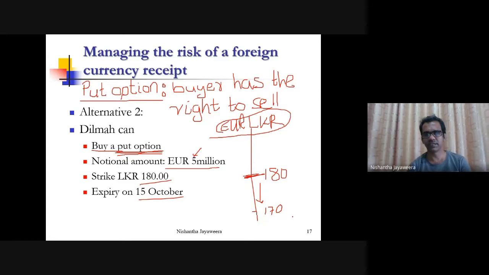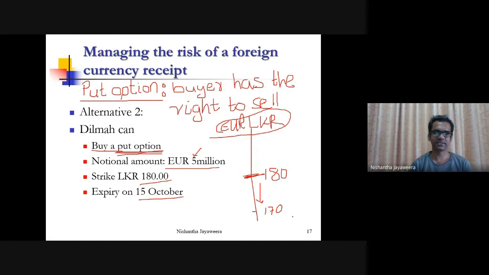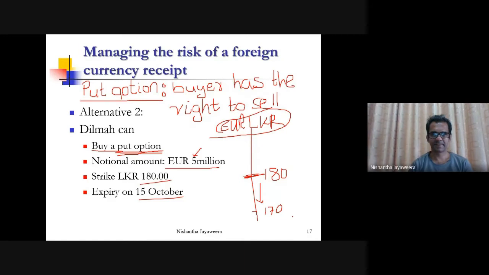Okay, is it clear why this Sri Lankan exporter buys a put option? The reason is clear. Yes. Is it clear?